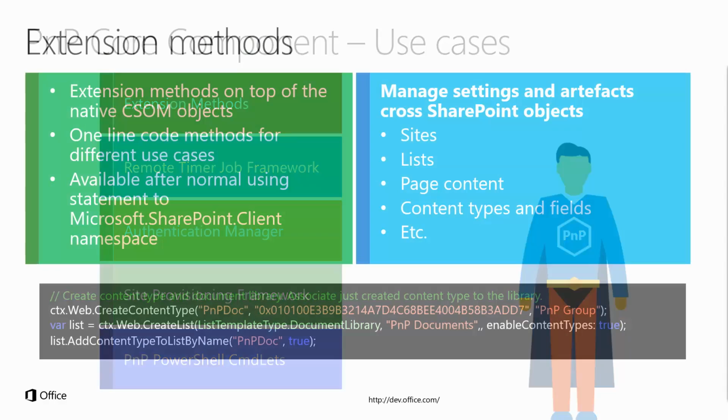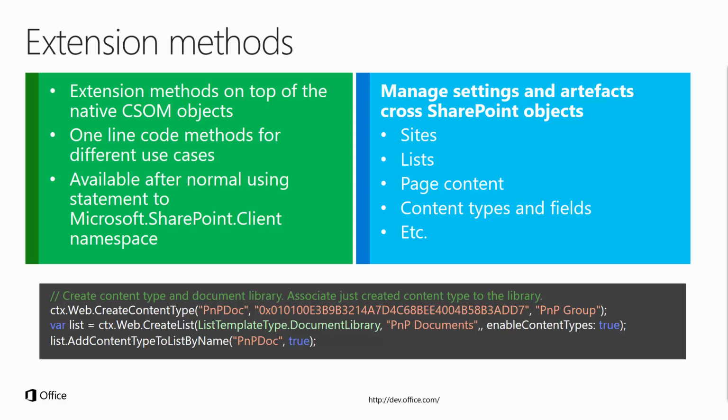So let's have a quick look at all of those items more precisely. What does it actually mean? The extension methods are extension methods on top of the native CSOM objects, and these are really targeted to be one-line or two-line code methods for different use cases. If you add a using statement for Microsoft.SharePoint.Client to your provider-hosted add-in, console application or Azure WebJob, and you have a reference to the core component, you will see all of these extension methods automatically available, for example, in the web object or in the list object.